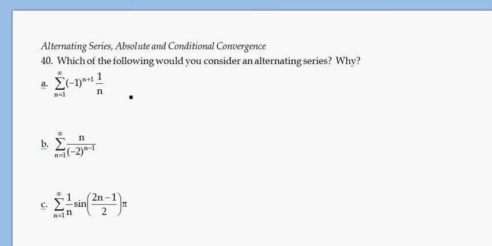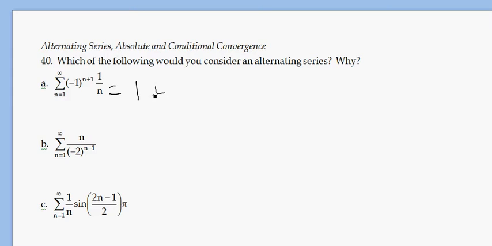Okay, we're going to be talking about alternating series next. So first, let's make sure we can identify what an alternating series is. Let's look at this first series. If we plug in n equals 1 and write this series out, we can see that the first term is negative 1 squared, which is a positive 1, times 1 over 1 is 1.